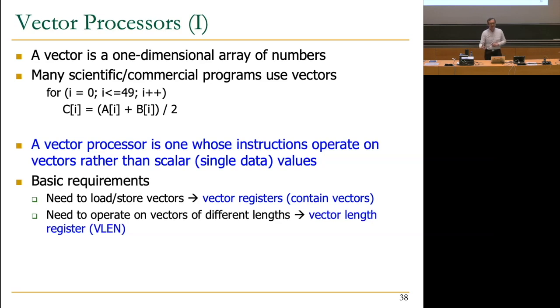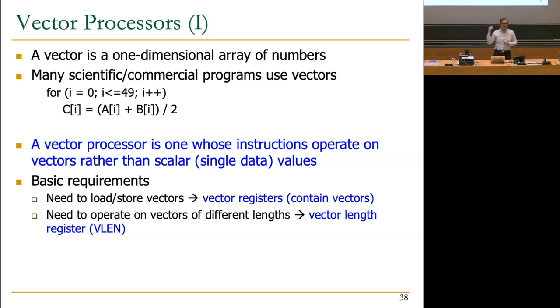You need to operate on vectors of different lengths, and this is really why you need the vector length register. There are instructions that set the vector length register so that you can say, at this point, I'm operating on vectors that are of length 4. At this point, I'm operating on vectors that are of length 1000. There's clearly a maximum vector length, and that's really determined by the number of elements in a vector register. It could be 64, for example. We will see in Cray it's 64, but it could be much larger as well.